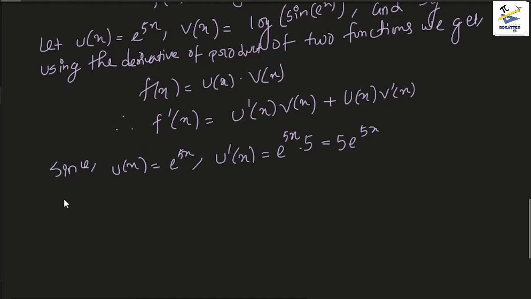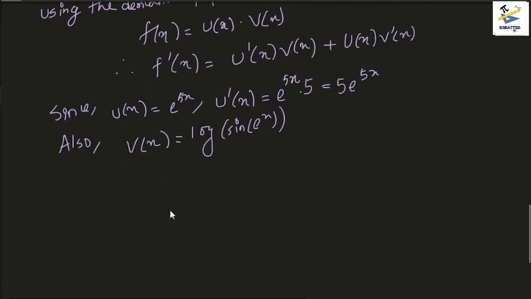So also, v of x equals log of sine of e to the power x. So it's a triple layered function, right? So let us do that in a more systematic manner. I'll show you how to do it using the chain rule only, and not using the fact that we first do log and then we do a sine and then we do an exponential, okay?